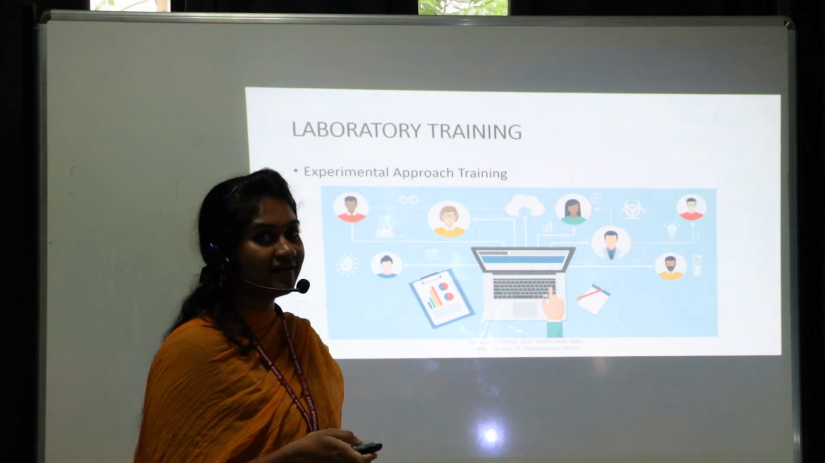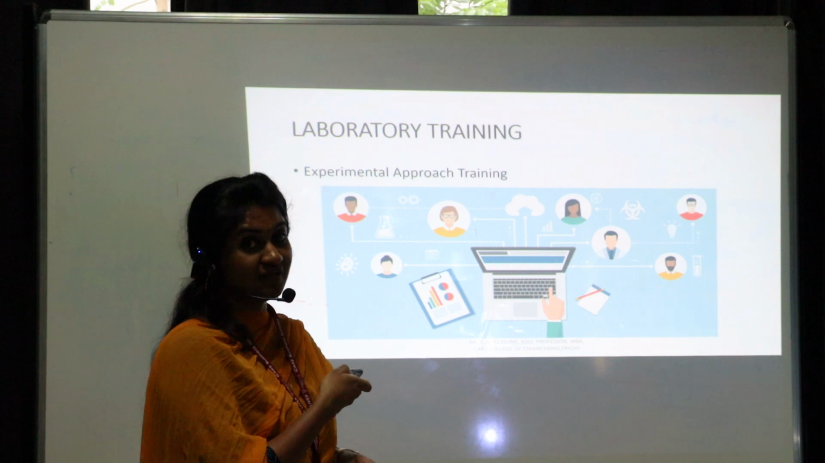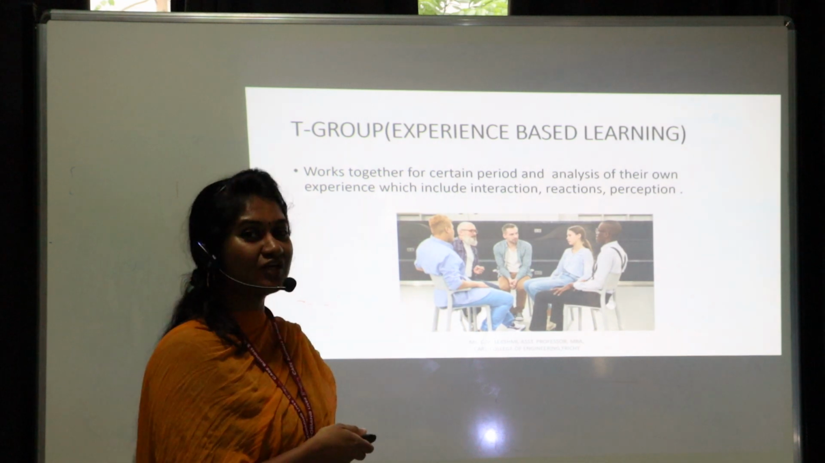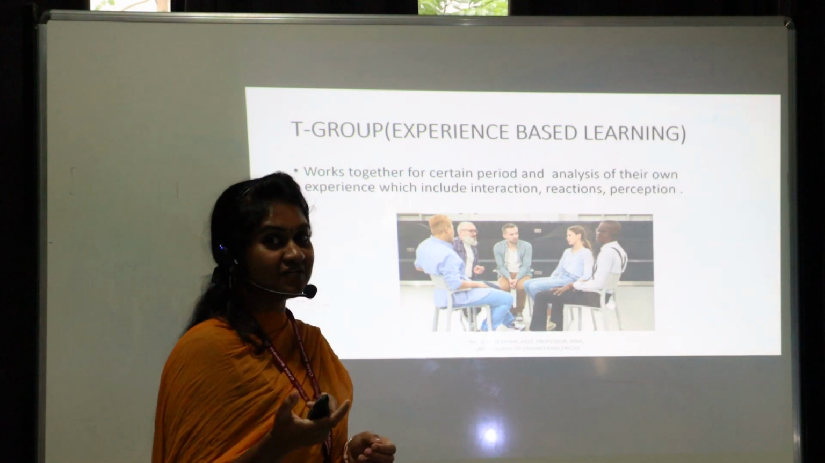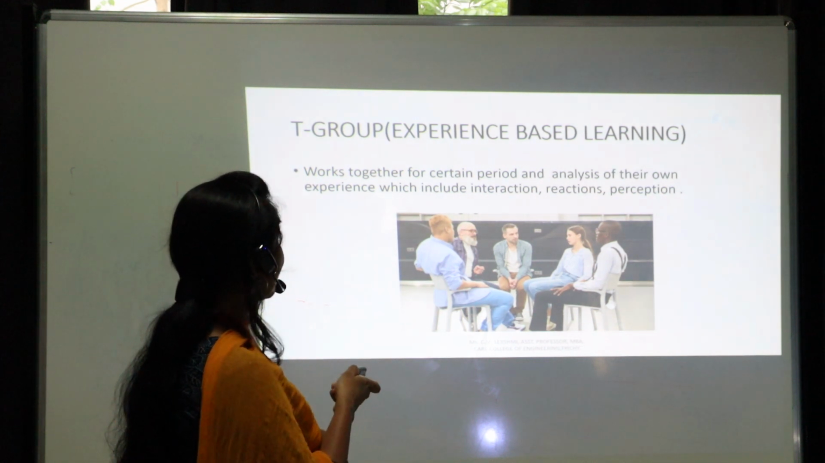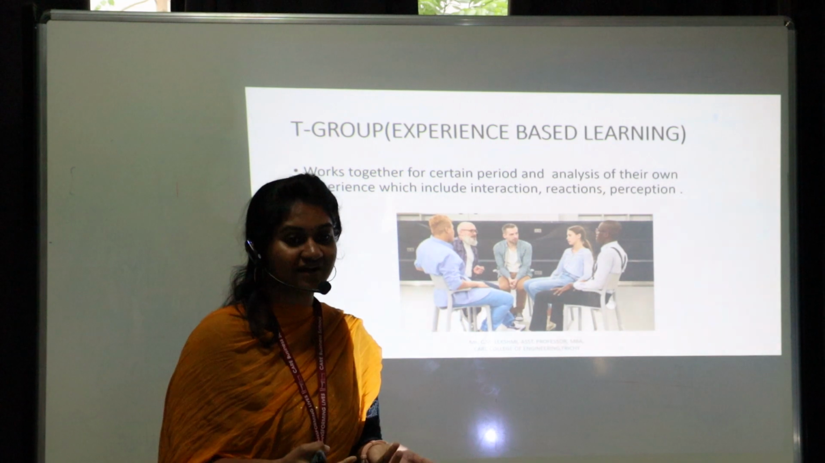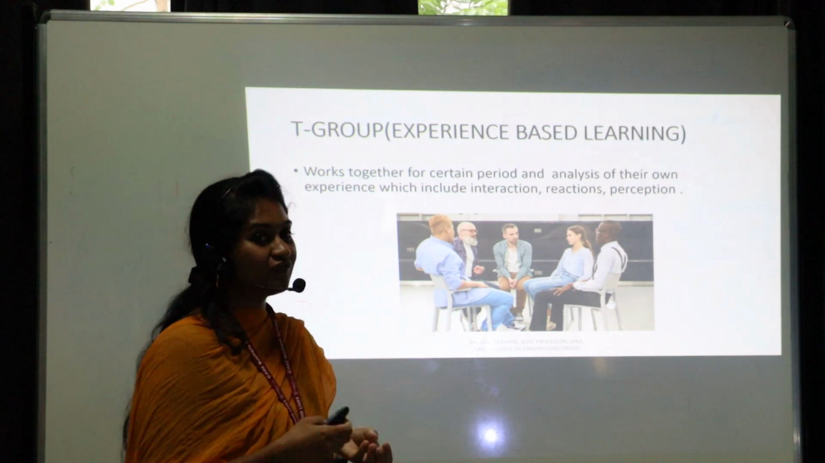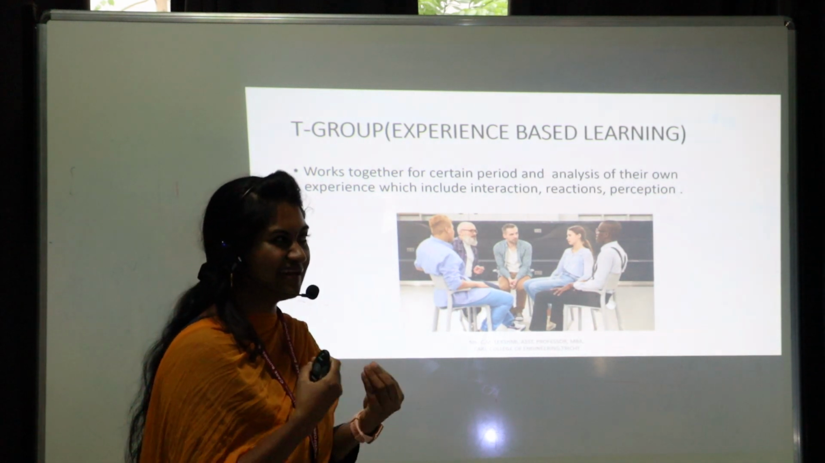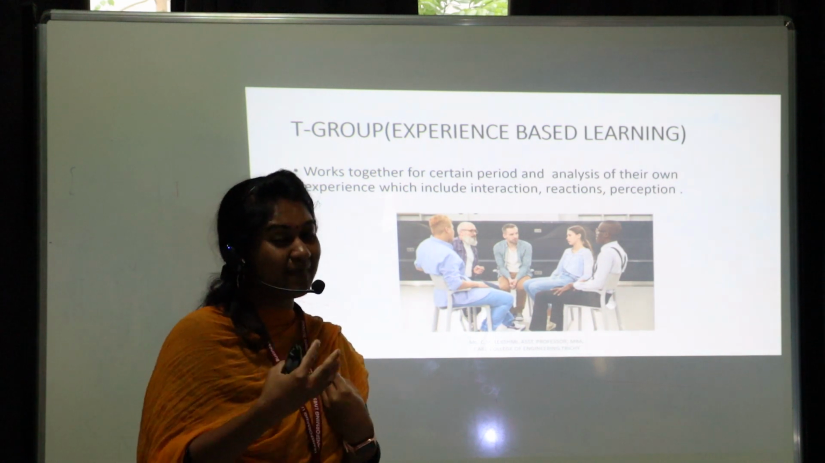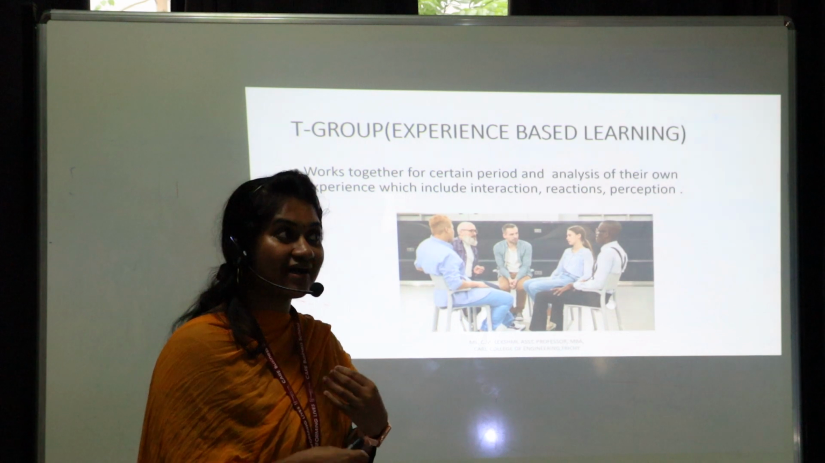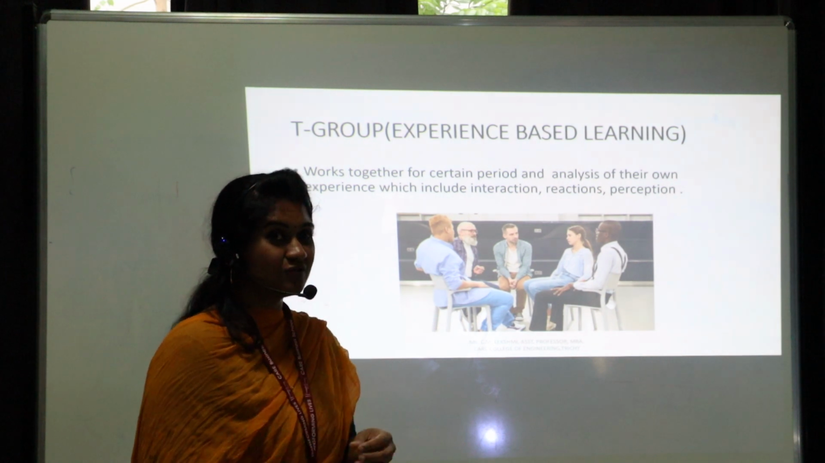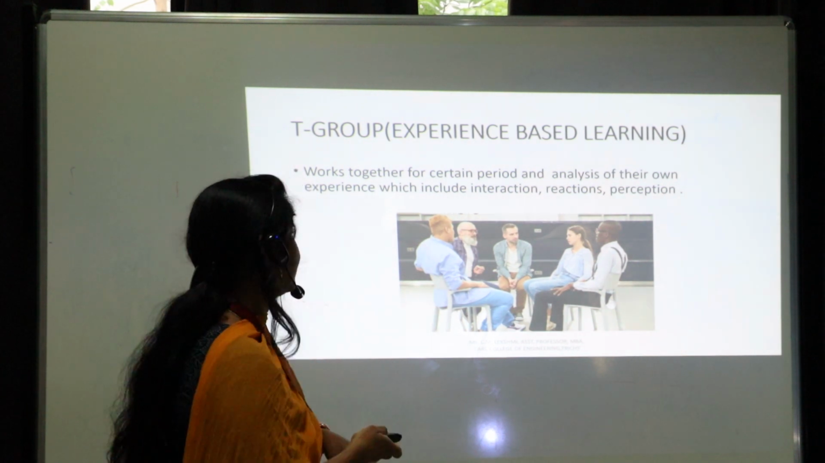And next is laboratory training. It is all about experimental approach training, so they can practically experiment. And next is T group training. We can also call it sensitivity training. Here a group of people get to interact with each other for a certain period, and they can learn from their own experience. They can have different opinions on how to handle a problem if it arises, so there will be a lot of perceptions there.